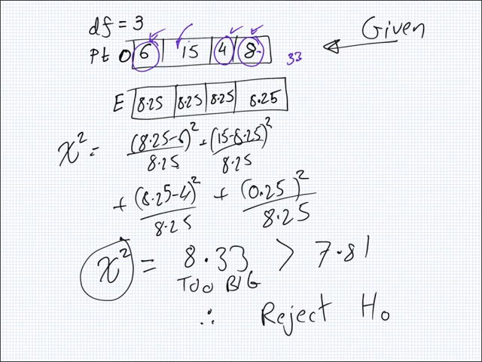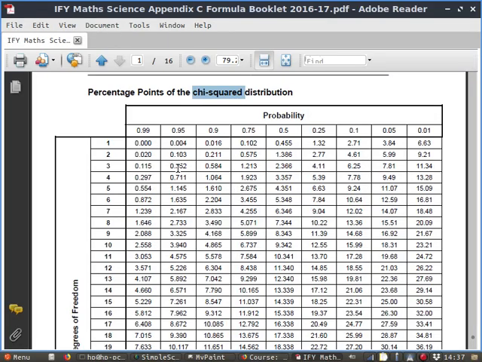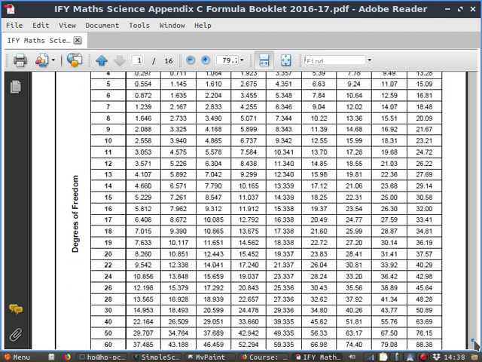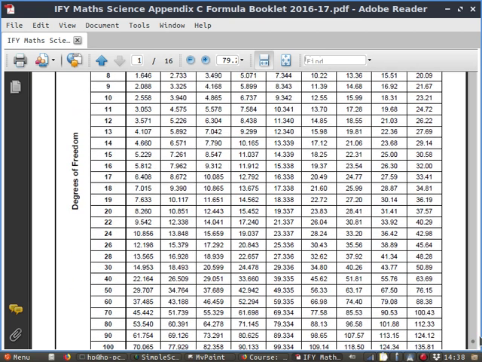Now, there's a couple of things to point out about this chi-squared that makes it a little bit different to the binomial testing we did last time, okay? The chi-squared is much more reliable the larger your sample is. So you notice in this table, I think the highest degrees of freedom goes up to 100, okay?